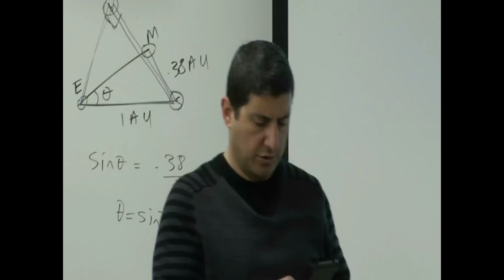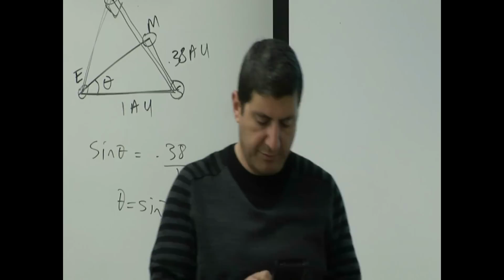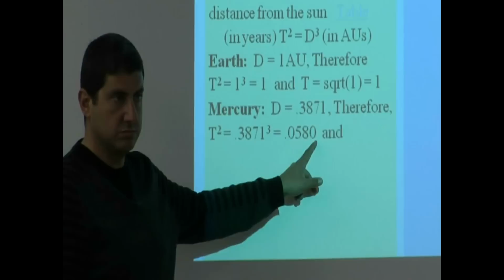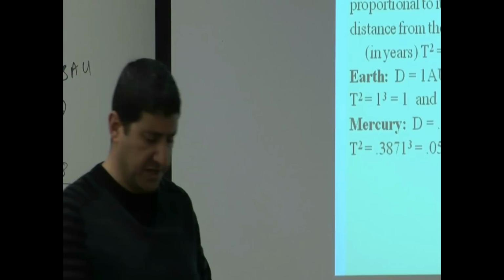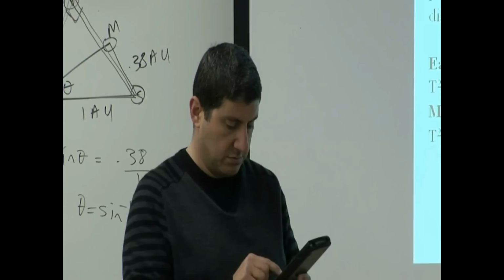So you go 0.3871 times 0.3871 times 0.3871, and you will get 0.0580, okay? So if you don't have a calculator now, go practice at home or learn this, or you can simply just go 0.3871 to the power 3.